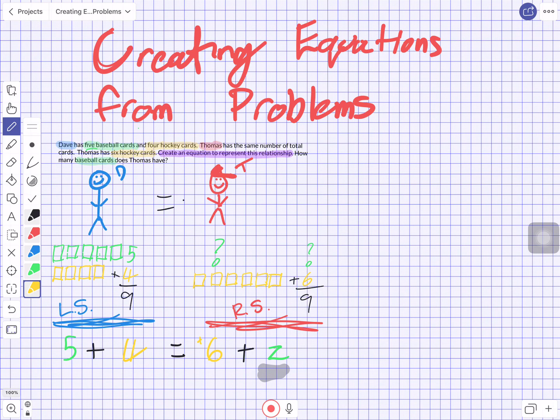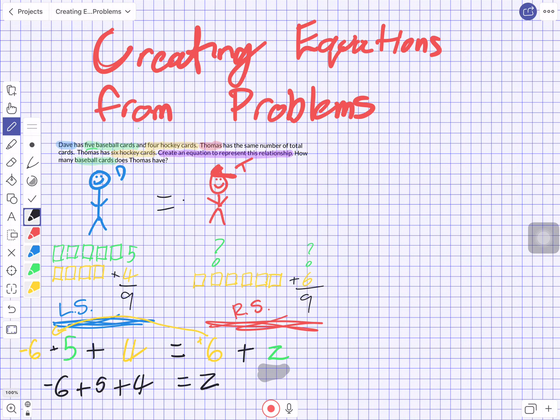If I want to move it to the other side, I have to give it its opposite operation. So I'm going to move 6 all the way over here. Do I move the 5 there? Nope, we're going to leave the 5, because remember we want Z by itself. What's the opposite of positive? Negative. So it's going to become -6, and then I'll write a plus sign here. So let's rewrite what we got here: -6 plus 5 plus 4 is equal to Z.